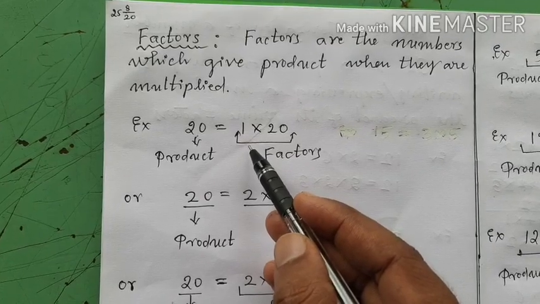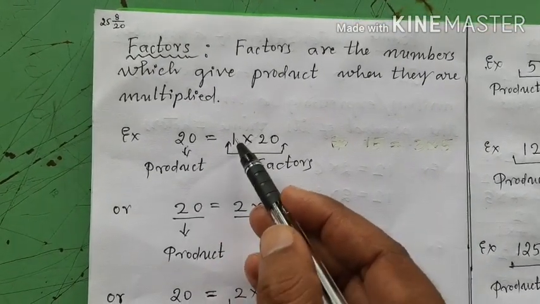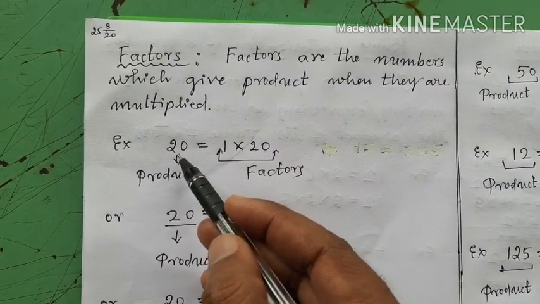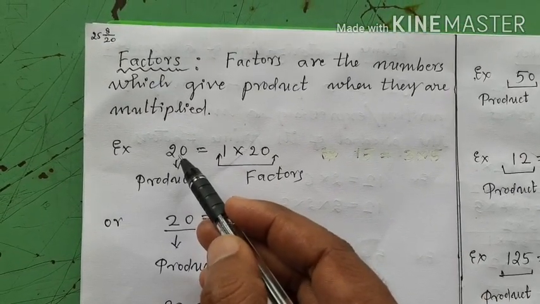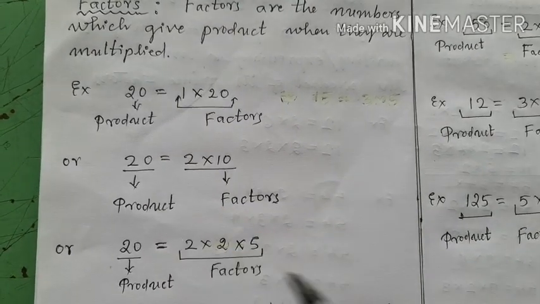Take 1 and divide 20, 1 leaves the remainder 0. That is why 1 is the factor of 20. Take 20 and divide 20, you will get the remainder 0. That is why 20 is the factor of 20. One more example.